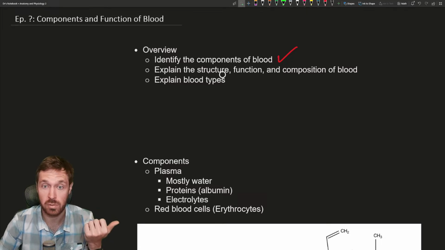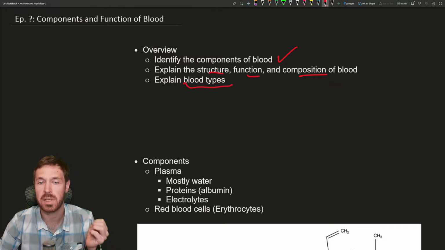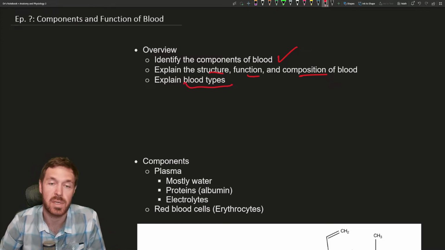So here we'll look at the structure of blood, the function and composition as well, what makes it up, how does it act, what properties does it have, and things like that. And we'll do a little aside here on the different blood types that exist.